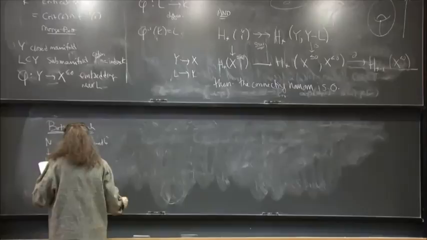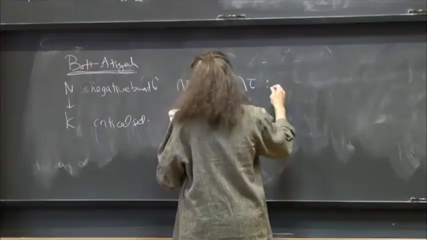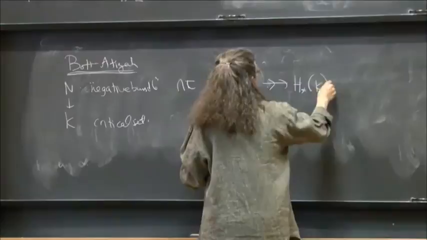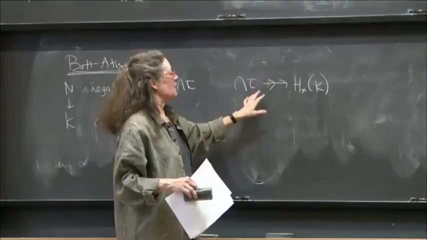And they had the situation that this is a negative bundle. It has a Thom class, which I'll call tau. When you cap with the Thom class, this maps surjectively onto the homology of the critical set. Now, for ordinary homology and compact manifolds, this would never happen. But in this case, they were talking about equivariant homology, and this did happen. It was always surjective.